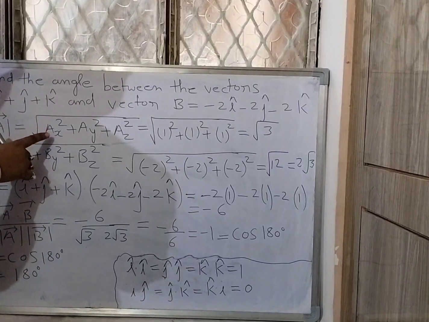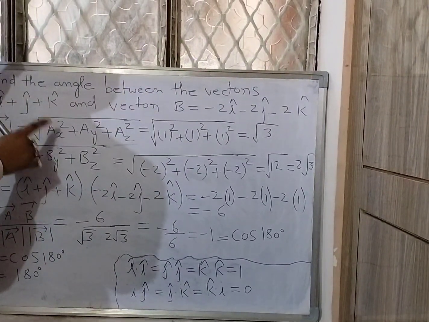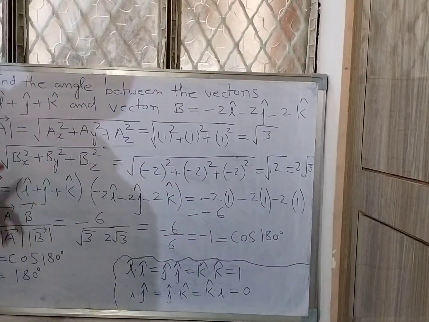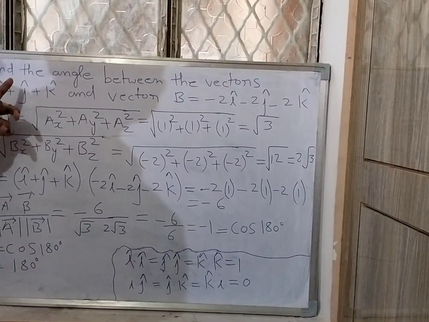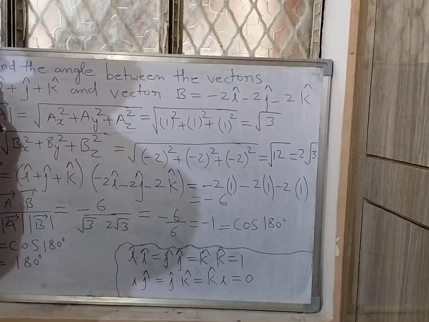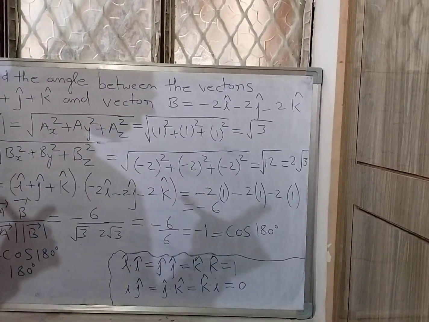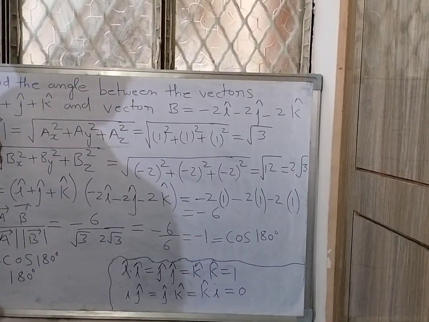So what is Ax square? It is the value of the A vector on the x-axis. In the same way, we will see all the values. Now come to A equal to i cap plus j cap plus k cap. What is the value of i? Nothing is written over there, it means 1 is there. So the value of i is 1.